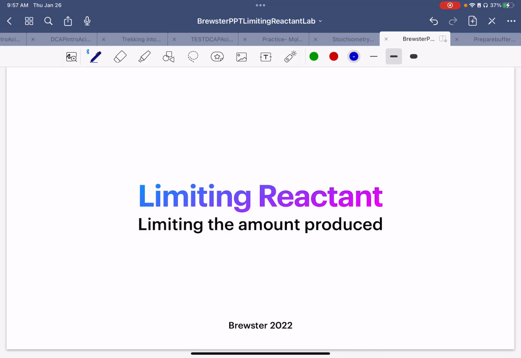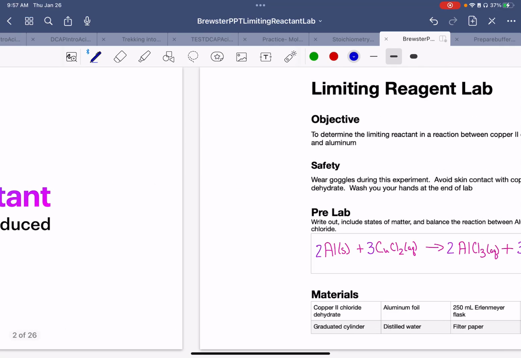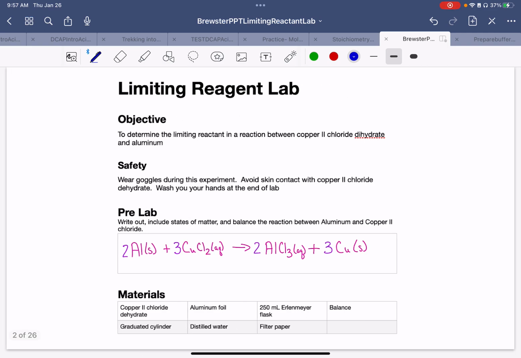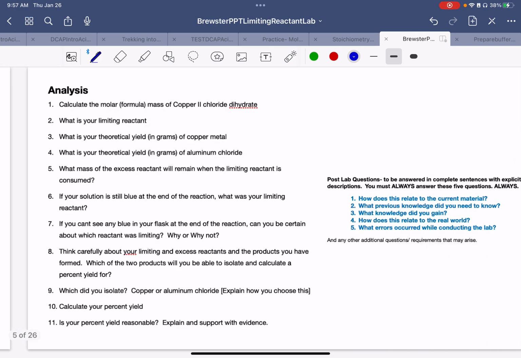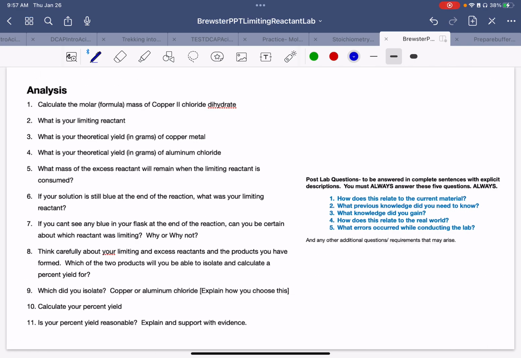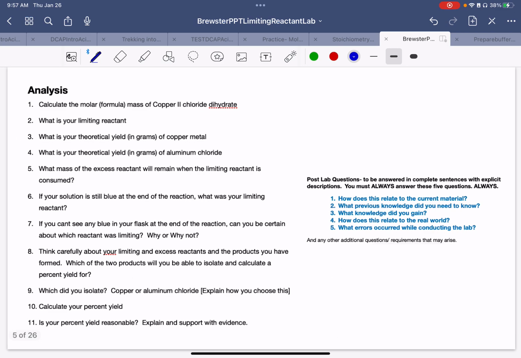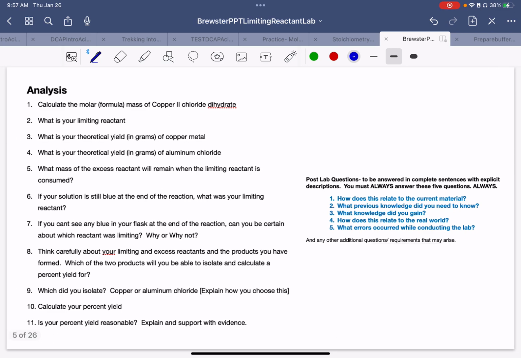This is the post lab for the limiting reactant lab. We already did our balanced equation and wrote out the states of matter. We have that completed. Each one of you received a different amount of substance to do, and then you completed it, you filtered it, and we weighed at the end. So we have these questions, and I'm going to break these down for you as we go through.